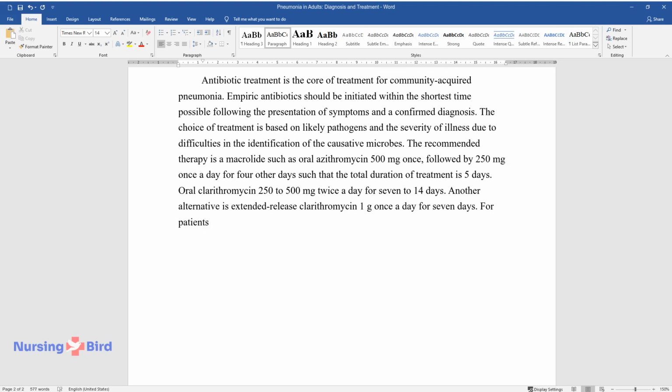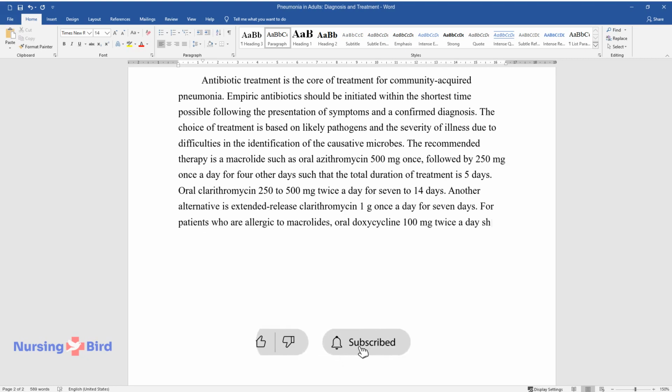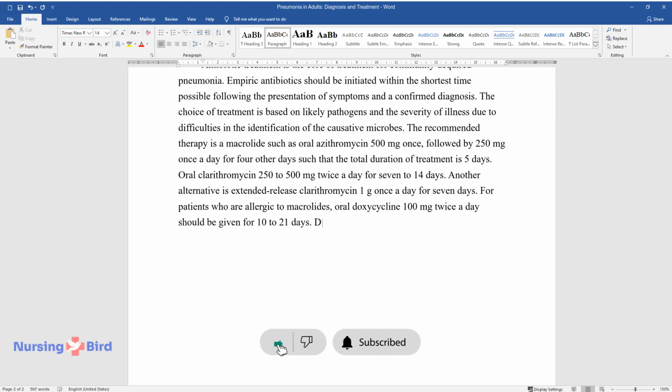For patients who are allergic to macrolides, oral doxycycline 100 mg twice a day should be given for 10 to 21 days. Doxycycline may also be administered intravenously.